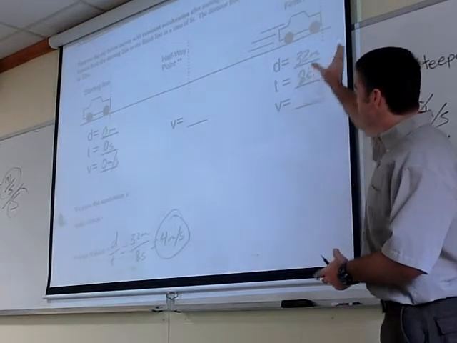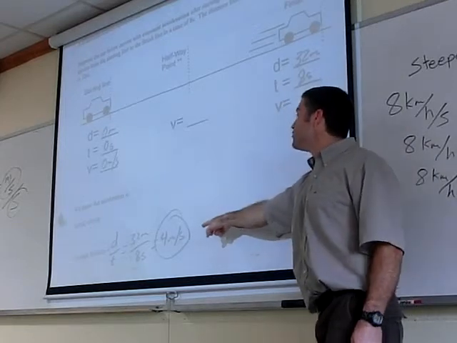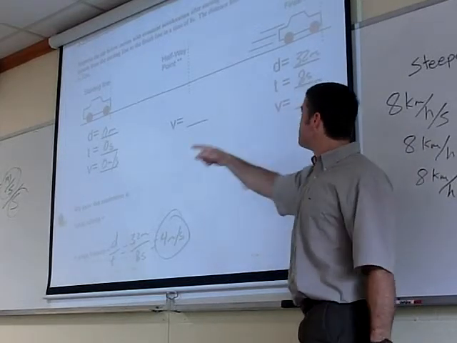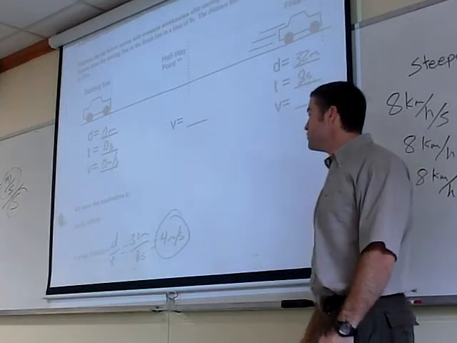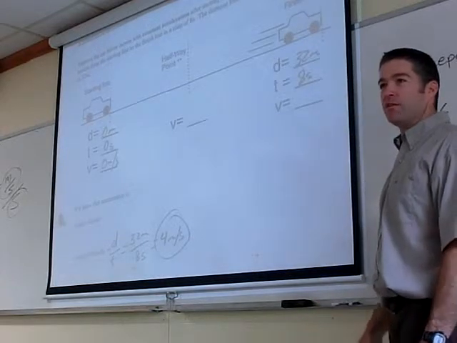All we know is what we've got here, and we know that the average velocity, we don't know the slowest speed or the fastest speed, but we know on average it was going 4 meters per second. So what's the top speed?